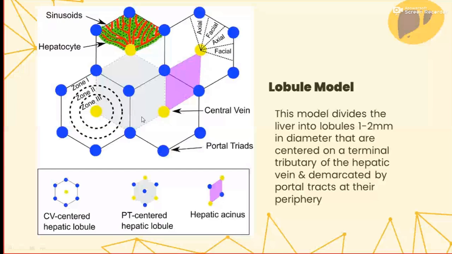So terminal tributaries of السنترال فين بيكون بالنص، وسنترال انه هو جاي بالسنترال اوف ذا لوبيول. على الاطراف we have what we call، وزي ما زميلتكم حكت، the portal triads. Triads يعني 3. We have the hepatic artery, the hepatic vein, and the bile duct exactly at the periphery.